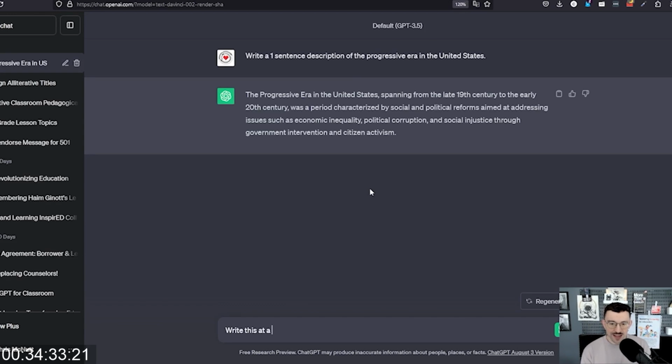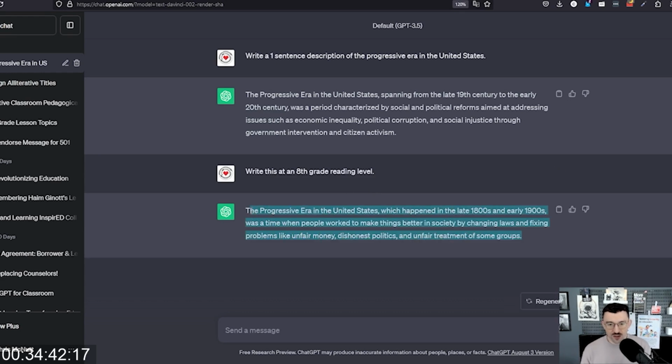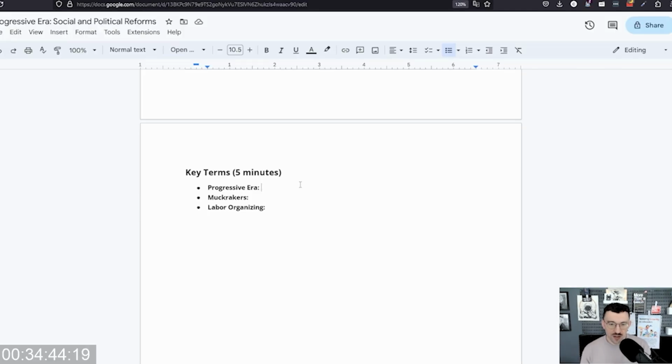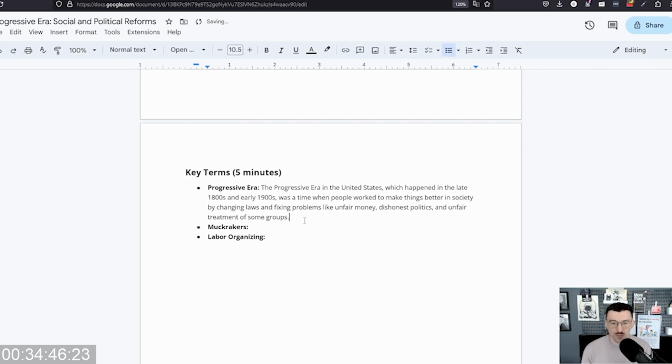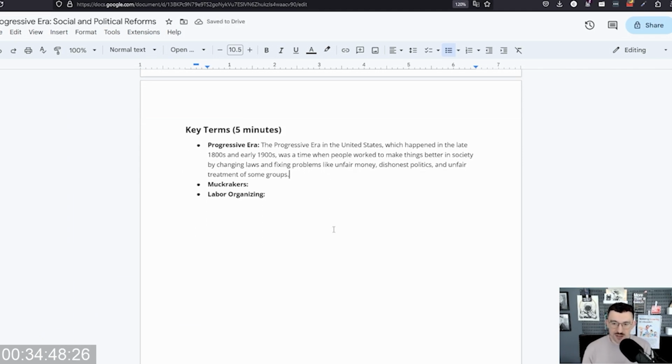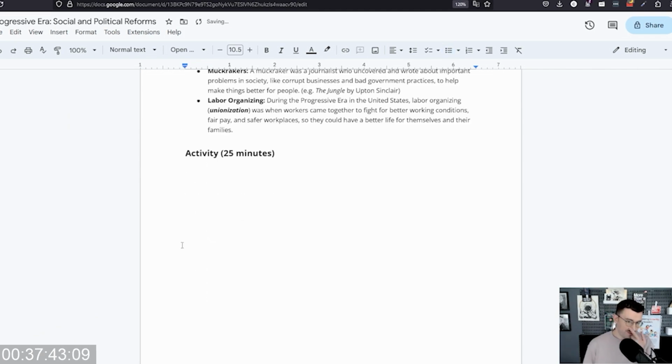Write this at an 8th grade reading level. And this is honestly such a good use of ChatGPT. That's like mundane stuff. Like, I know what the progressive era is, but actually having to type it out is extra work and extra thinking. So I have half my time left, and I'm finally getting to the activity.